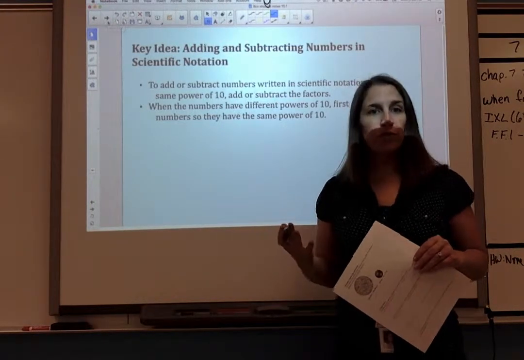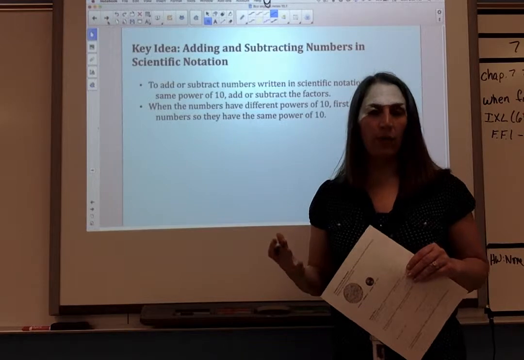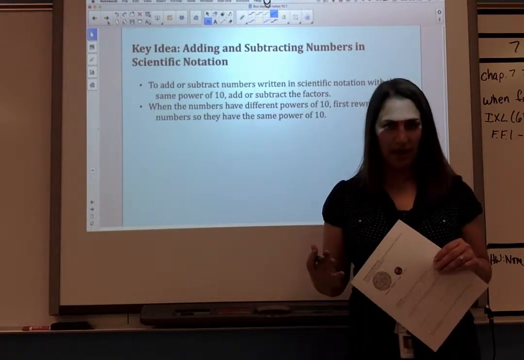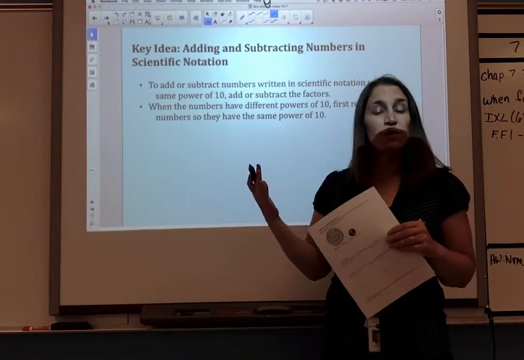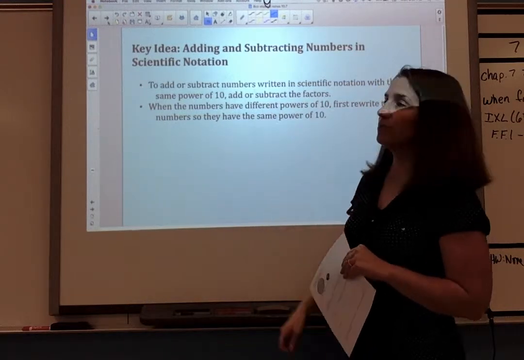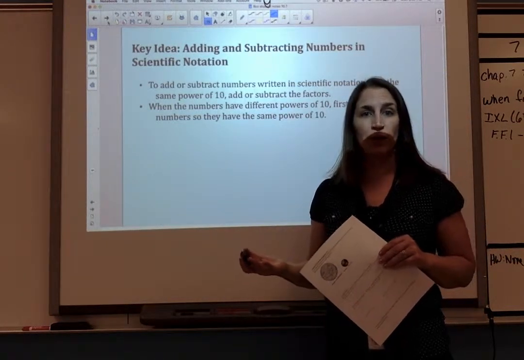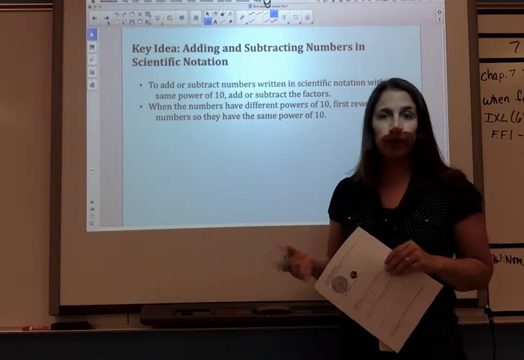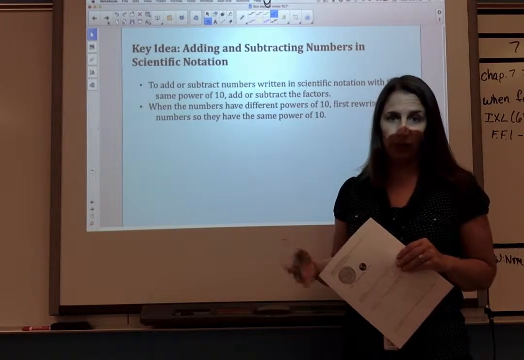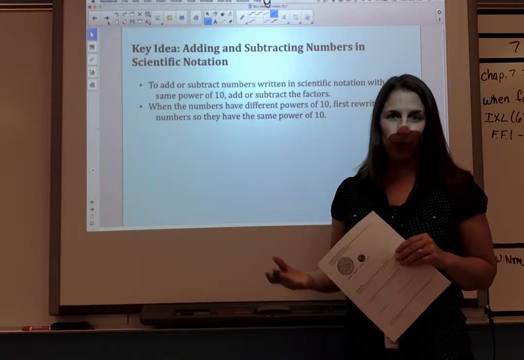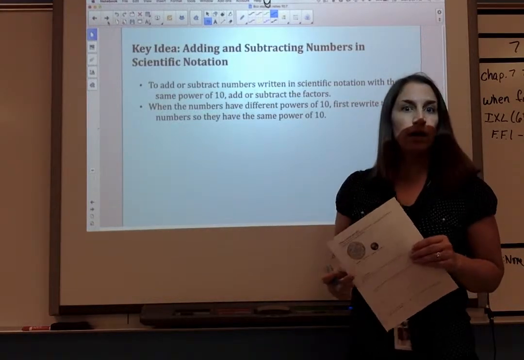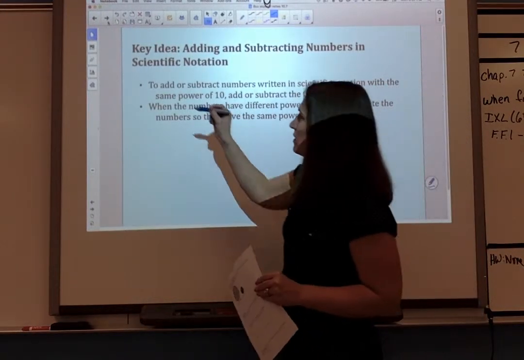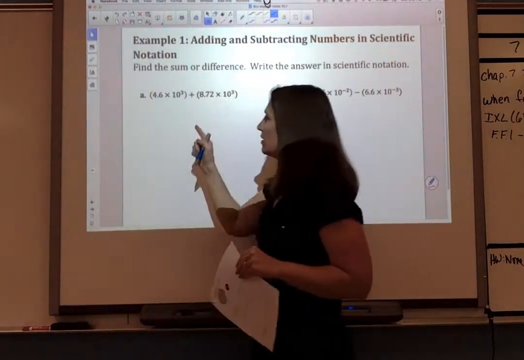So are they both times 10 to the fifth power, or are they both times 10 to the negative third power? Whatever that power is, if they're the same, we can just add or subtract the factors and keep the power as written. If the numbers are written in different powers of 10, we need to rewrite one of those numbers so that they are in the same power of 10, and then we can go back to the first bullet point here. So let's look at an example.